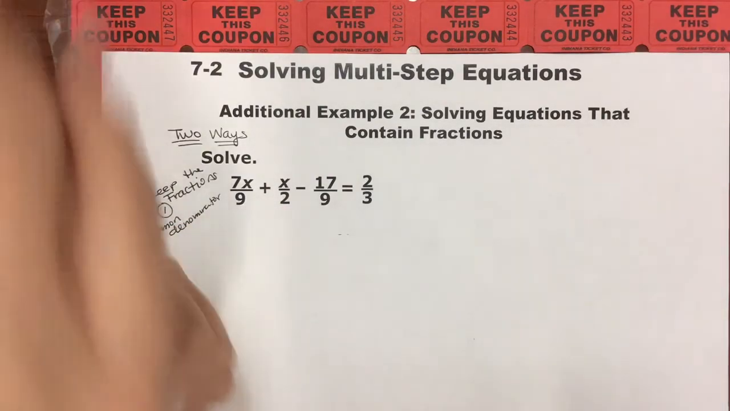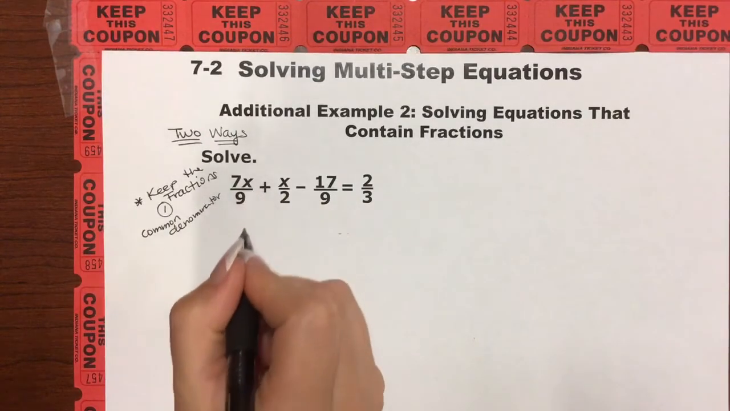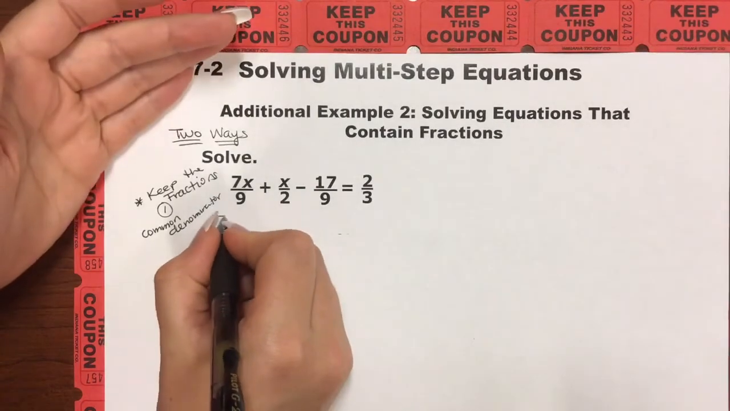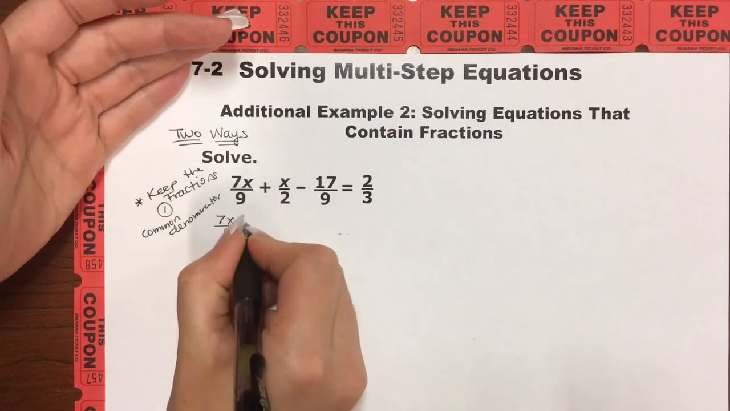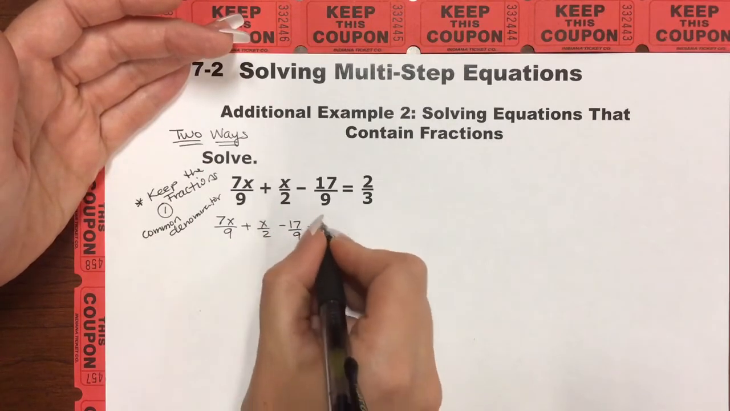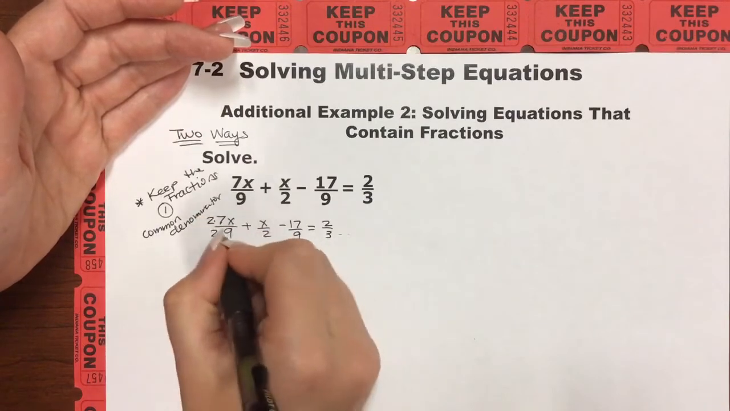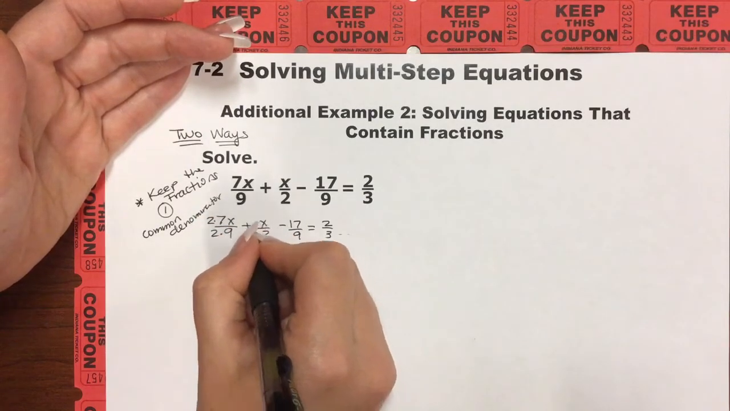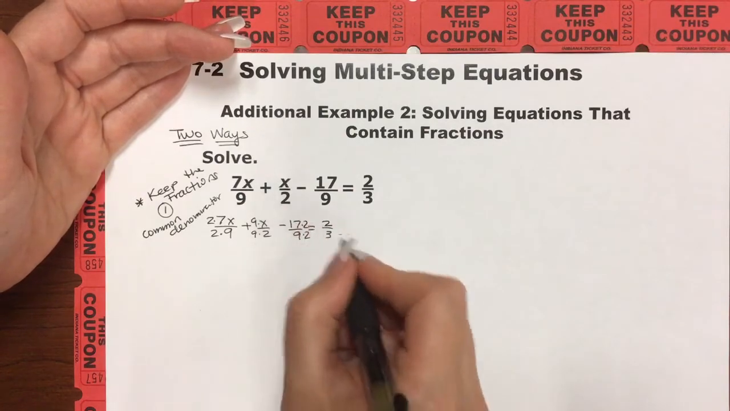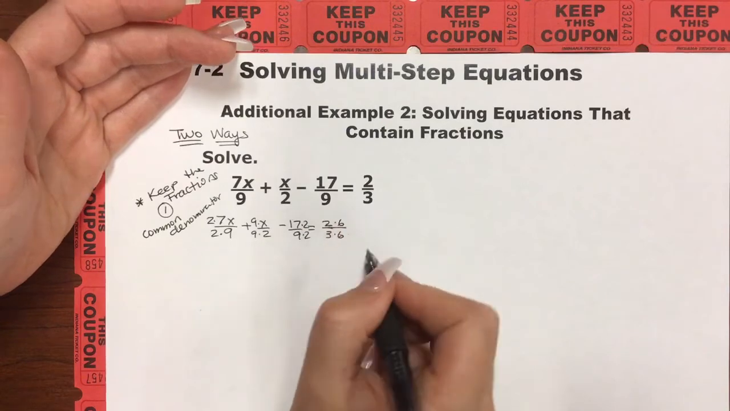So I'm just going to start right away. Let's go ahead and I'll just rewrite the problem real quick. 7x divided by 9 plus x over 2 minus 17 over 9 equals 2/3. Okay, so we're going to make all these into 18. So I got to multiply that by 2. I got to multiply this by 9. Got to multiply this by 2. And this one, 3 times 6 is 18. So I got to multiply.